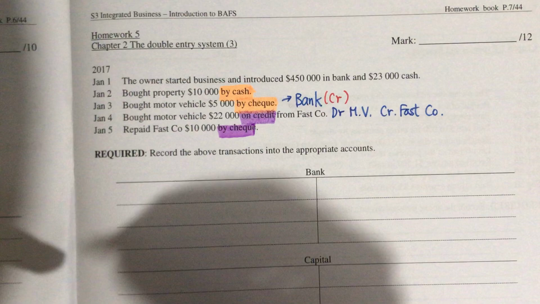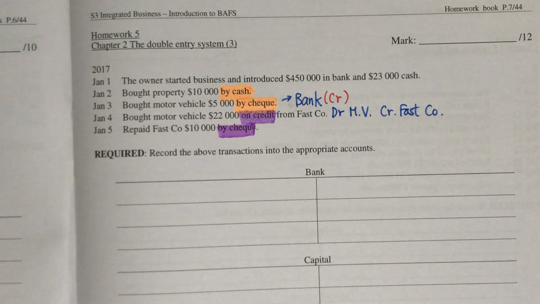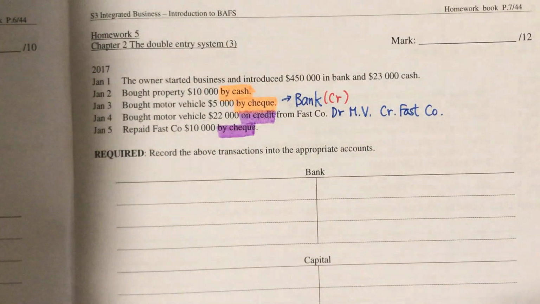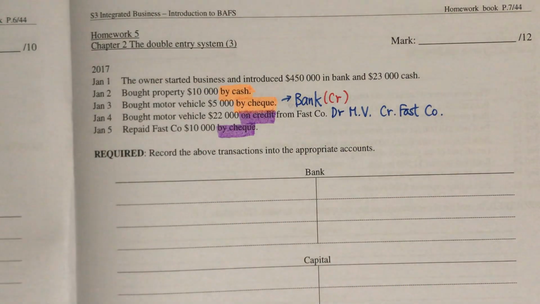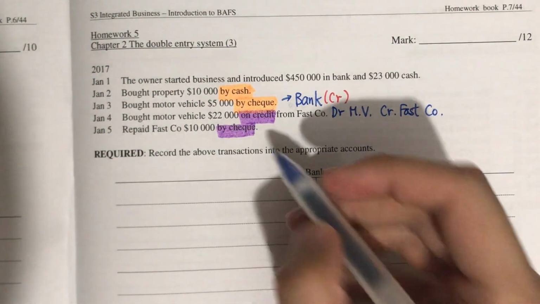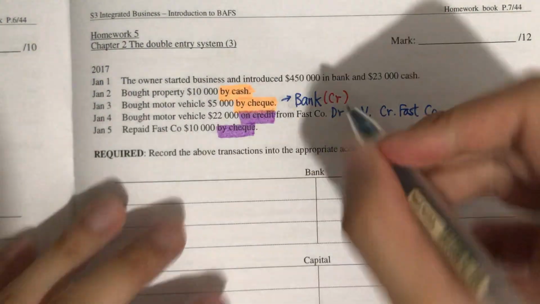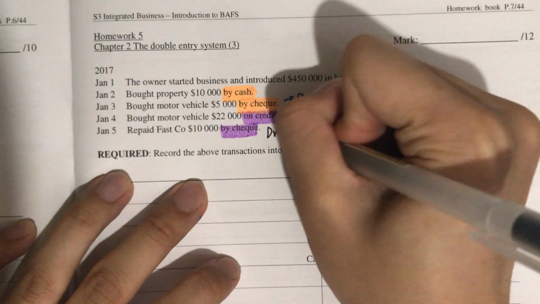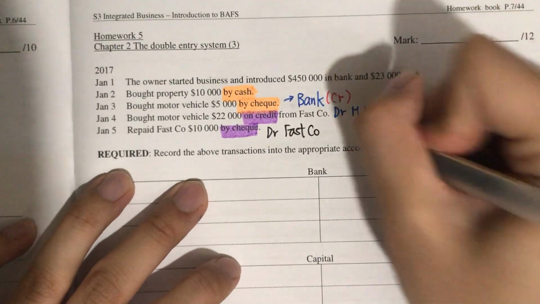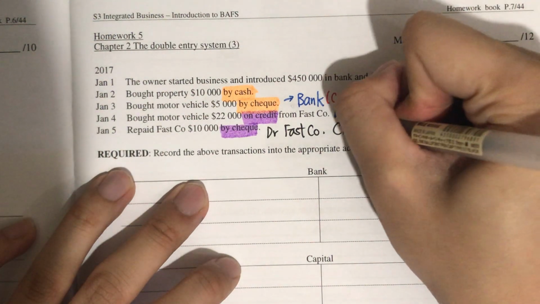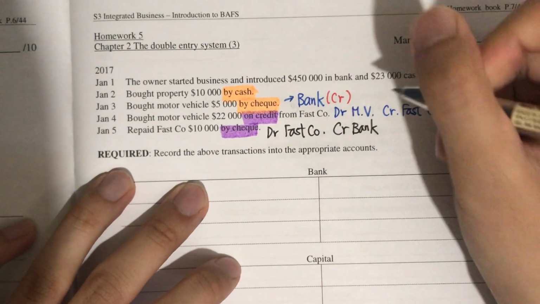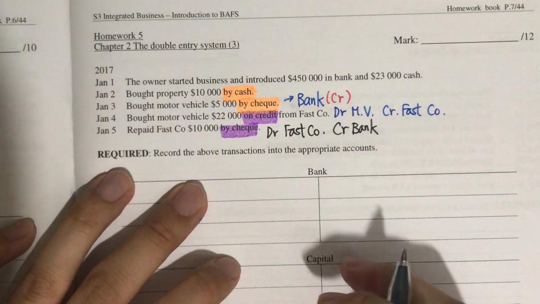In the notes, we repaid by cash, okay. You know how to do the entry with the cash account, but this is different from the notes question, okay. And you will see we repay by check, so we need to debit the Fast Company account, but we do not credit the cash account. We credit the bank account because we pay by check, okay.